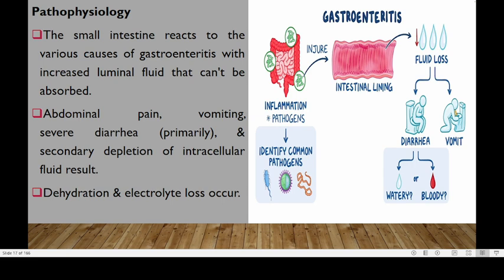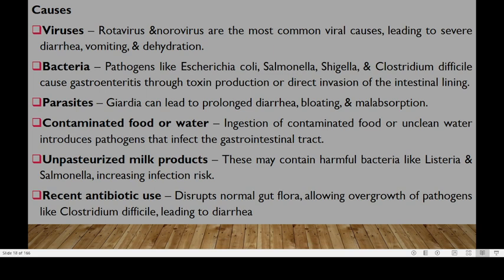So the small intestines will react to various causes of gastroenteritis with increased luminal fluid that cannot be absorbed. So abdominal pain, vomiting, and severe diarrhea primarily, and secondary depletion of intracellular fluid will result. We also have dehydration and electrolyte loss occurring in these particular patients. The causes we have already mentioned: viruses, of which rotavirus and norovirus are the most common.